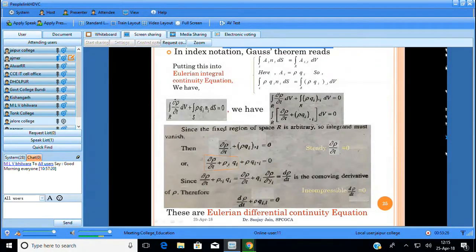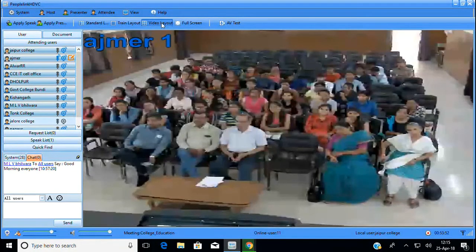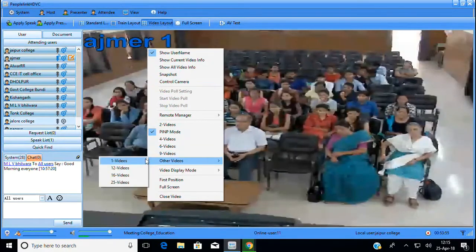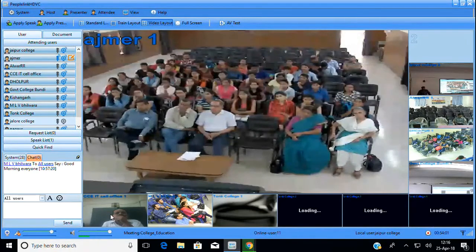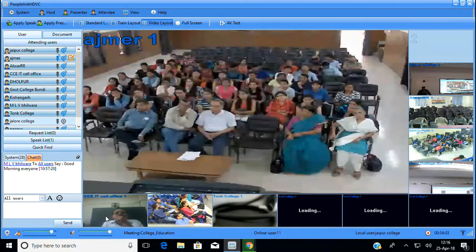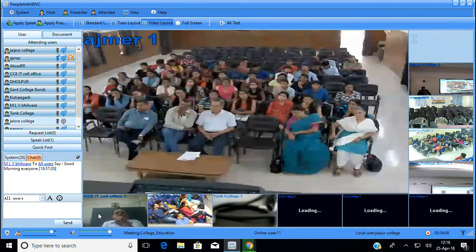In place of this a_i, we are substituting rho q_i, and this comma i comes here, dV. Clear this term? So we are converting this surface integral into a volume integral. Here this surface integral is replaced by this volume integral with this help. Clear? Both regions are the same, integrating with respect to dV is the same, so we combine into one integral. Clear?